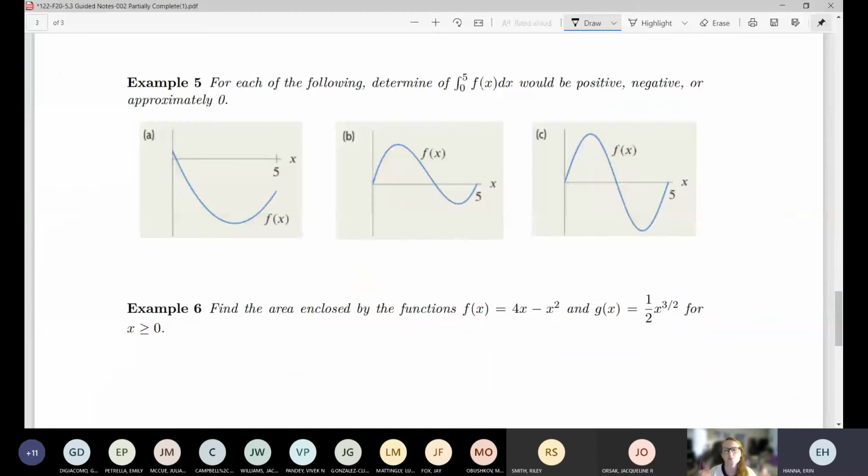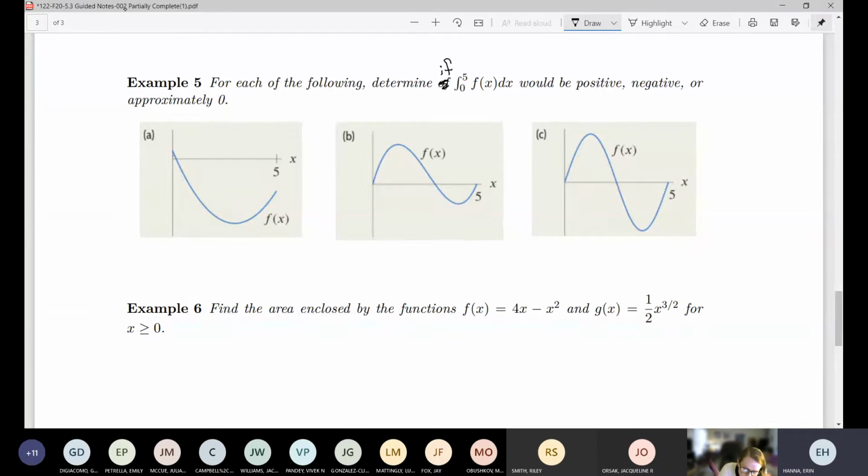So we're going to come back to some ones like that in a second, but let's look at this barely different question. For the following, determine if the integral from 0 to 5 of f of x dx would be positive, negative, or approximately 0. This goes back to the very first thing that we talked about on Wednesday, maybe even Monday. When we were starting the 5.3 notes, we found that any area below the x-axis turns out to be negative in a general integral.